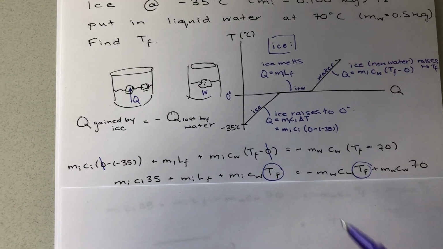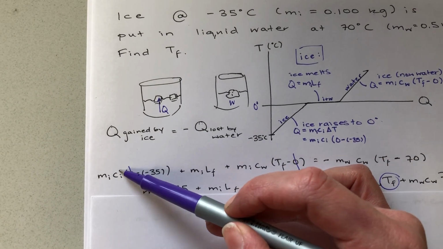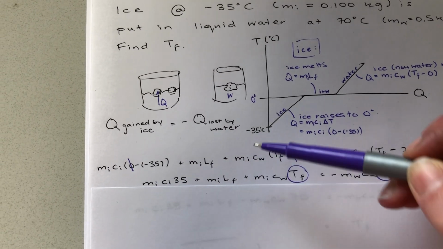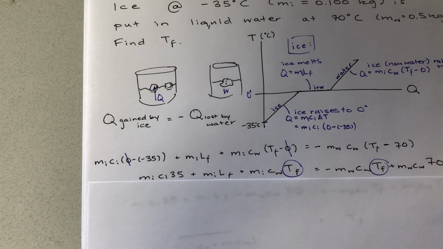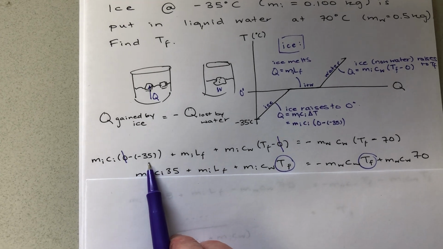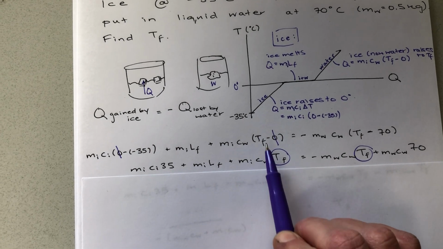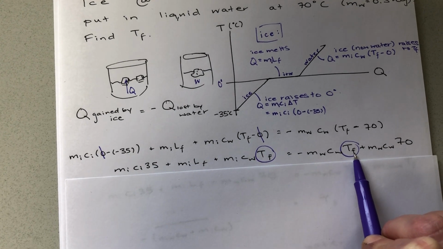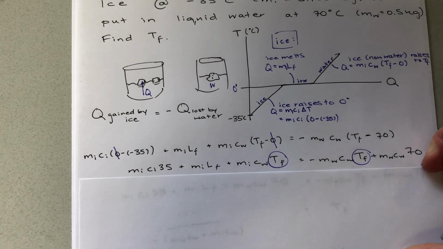So I plugged in my numbers, and you'll notice because we have a melting point of 0, M_I C_I times 0 just becomes 0, so that term drops out. And the same thing happens over here when I distribute this. M_I C_W times 0 just drops out. So that's kind of nice. Now we're just left with M_I C_I times 35 plus, and I'm just carrying this down, M_I L_F plus M_I C_W T_F equals negative M_W C_W T_F. I have a minus M_W C_W times 70.